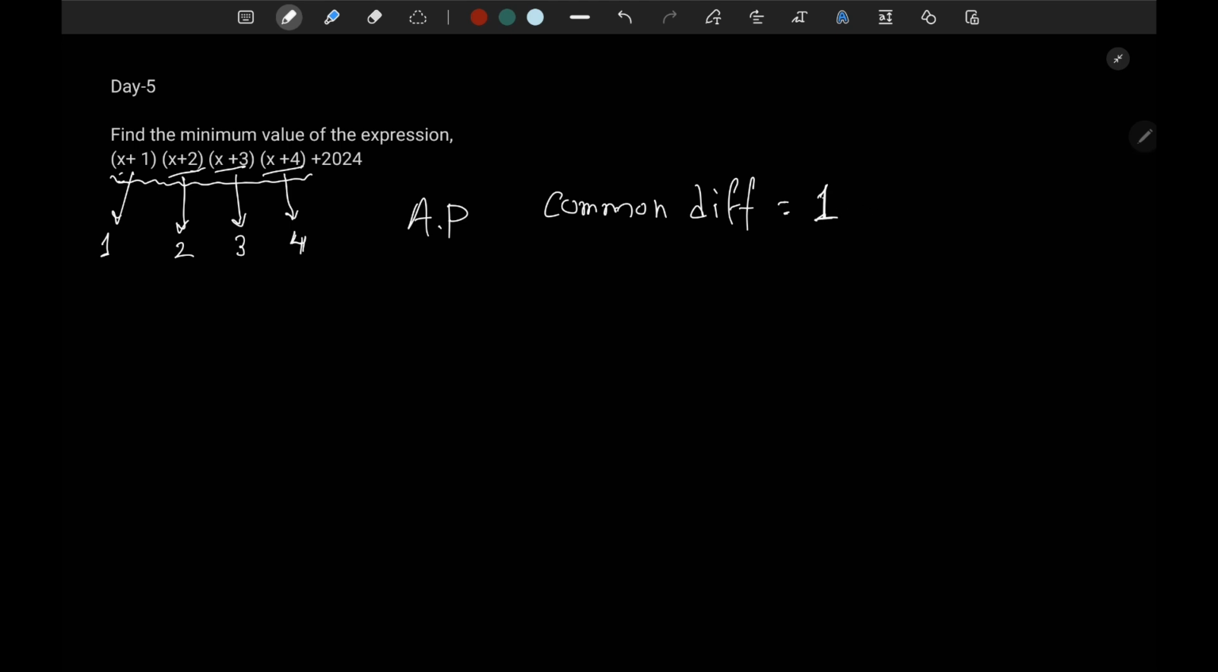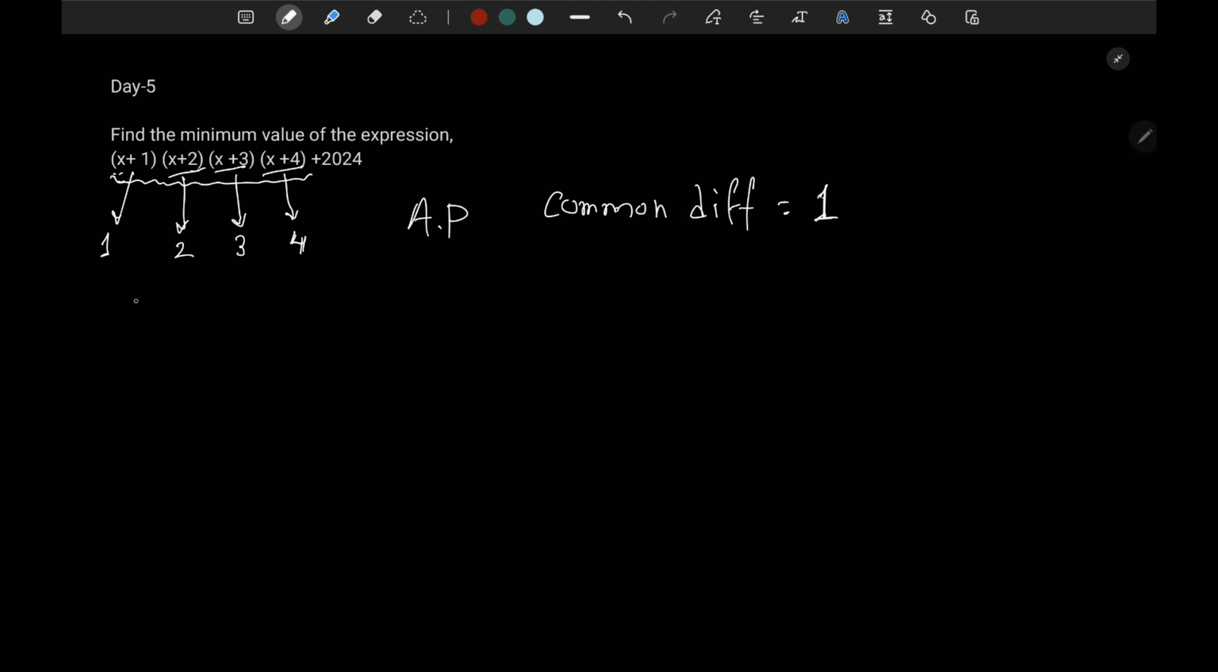is 1, right? Now in the normal case, what we try to do is break the whole thing apart. You will get x to the power of 4, a large polynomial, and then you try to determine the minimum value. But in this case it will be pretty time consuming if you go by that method. So here let's work with observation.